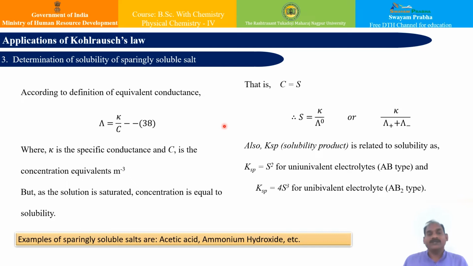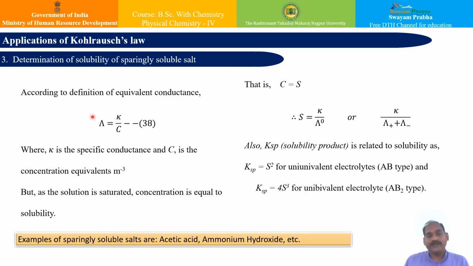Another important application of Kohlrausch law is the determination of the solubility of a sparingly soluble salt. We know that certain salts saturate the solution at very low concentration, and such salts are called sparingly soluble salts. The concentration of the solution is so small that it can be considered as infinite dilution. Since the solution is saturated, this can be taken as the solubility of the salt. We denote the solubility of the salt by capital S.